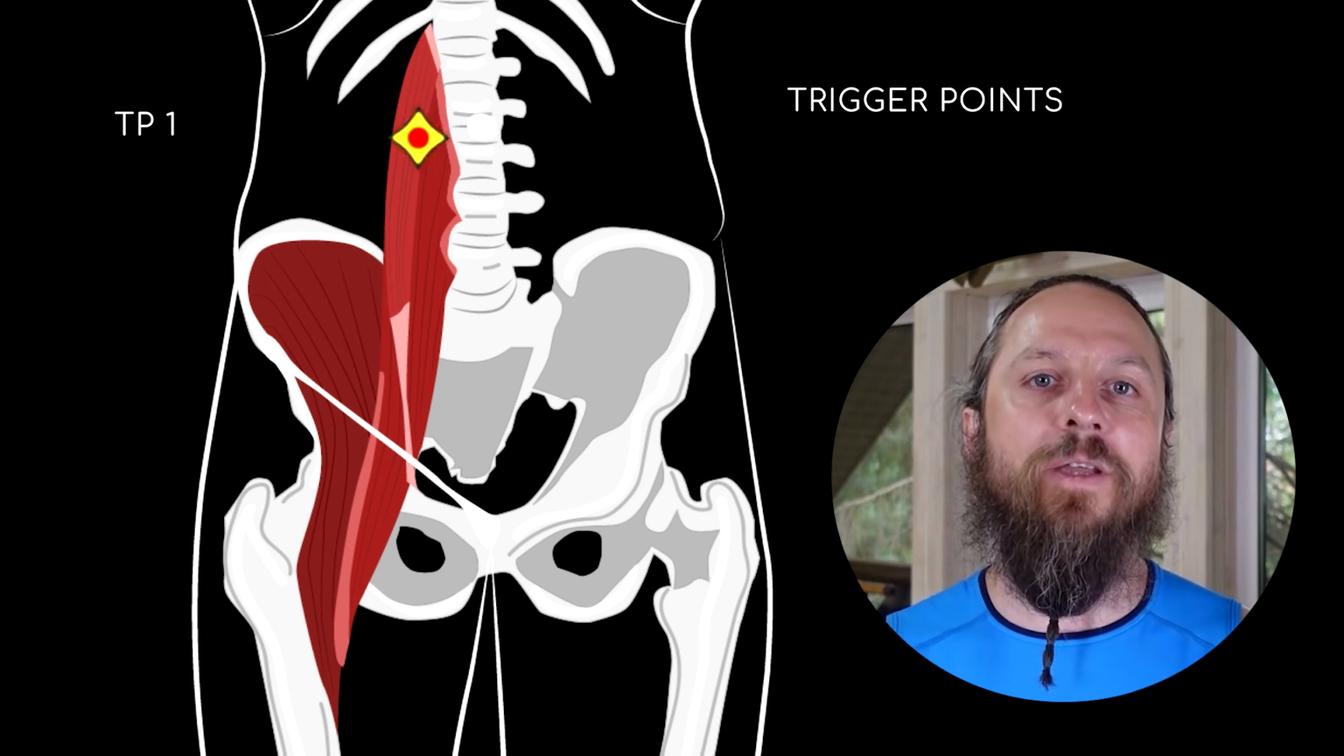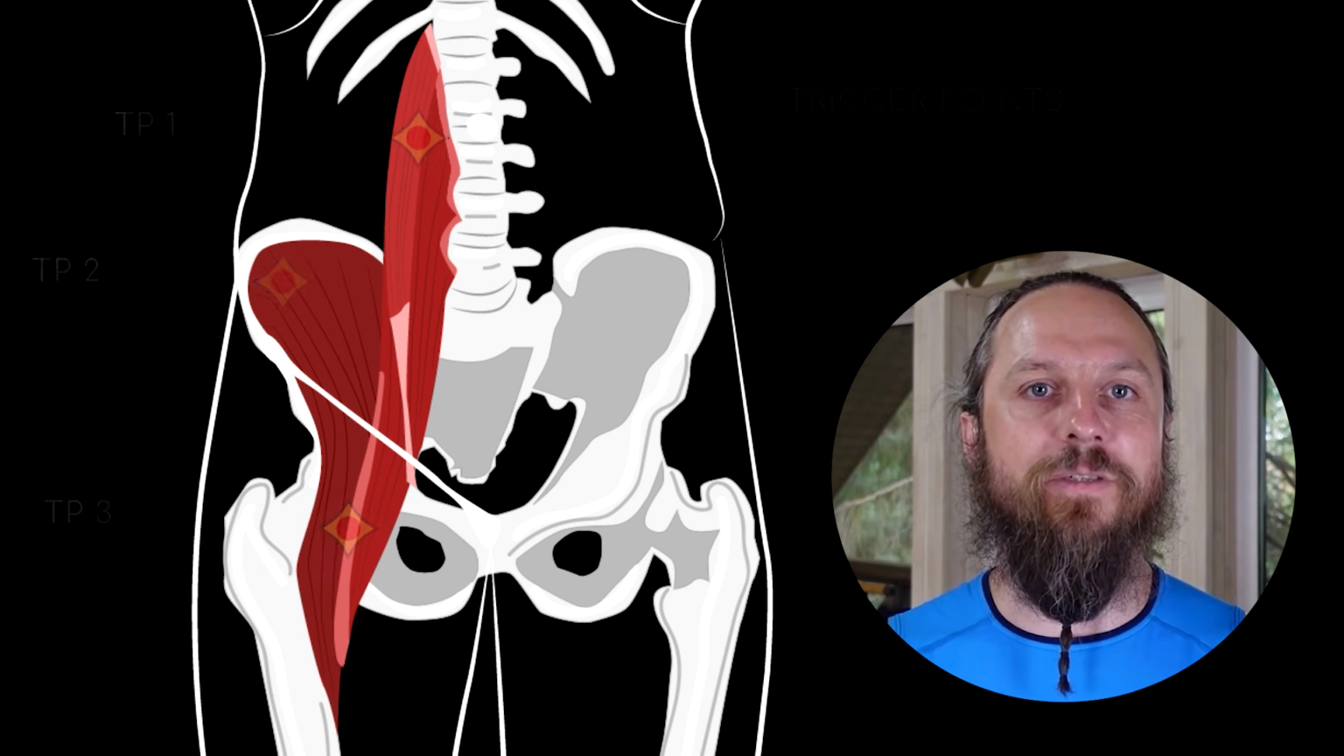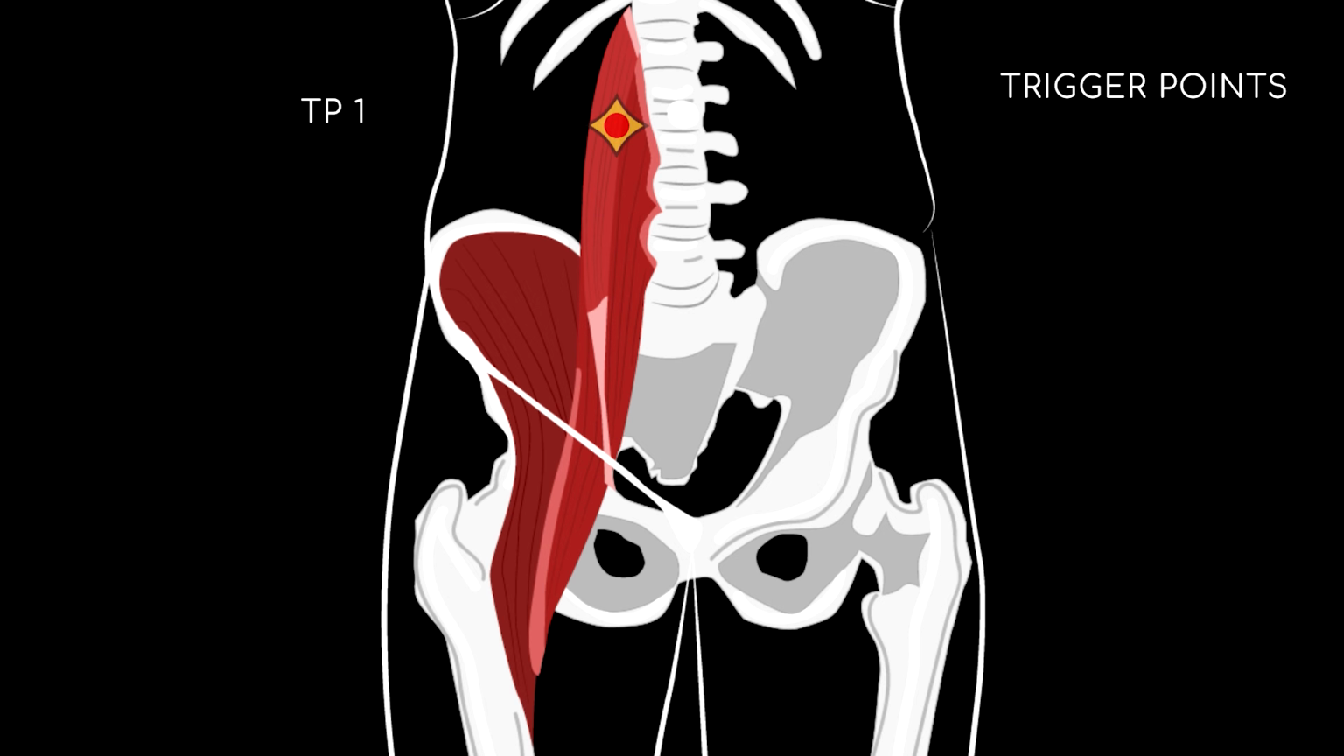Specific areas of tension or trigger points of the iliopsoas muscle can be located in three places. The first trigger point is localized in the area of attachment of the psoas muscle to the spine. The second trigger point is located in the area of attachment of the iliacus muscle to the ilium. The third trigger point is located in the area of attachment of the iliopsoas muscle to the femur.